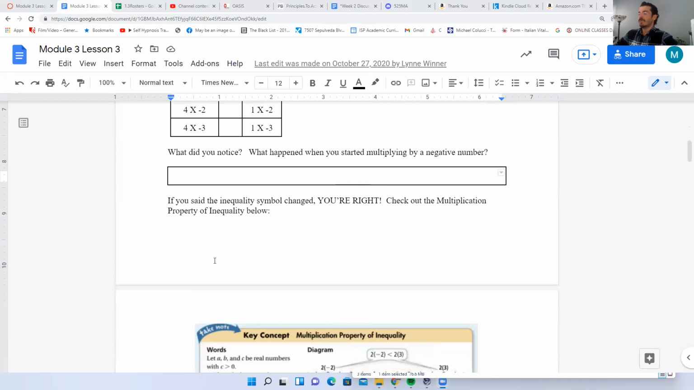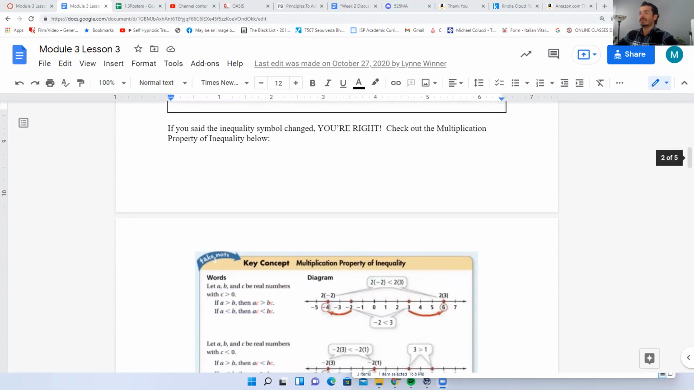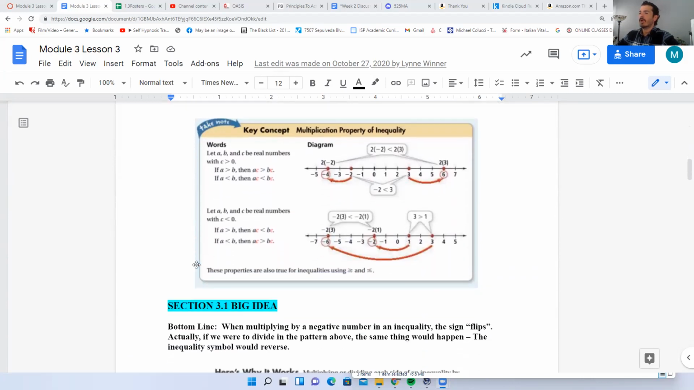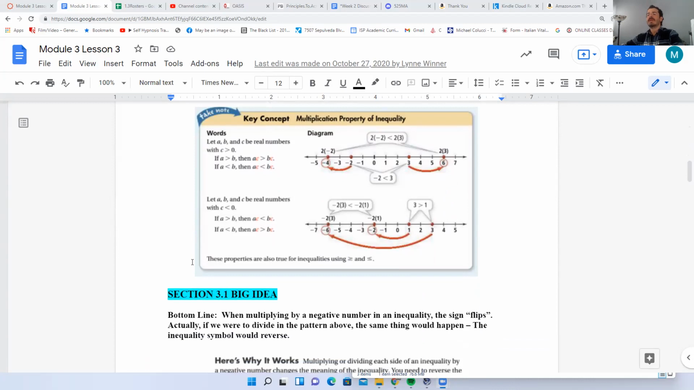Okay, if you said the inequality symbol changed, you're right, which we did essentially. Check out the multiplication property of inequality below. Okay, so this is going to be a really confusing, really academic way of articulating what we've just discovered. Let A, B, C be real numbers with C greater than 0.